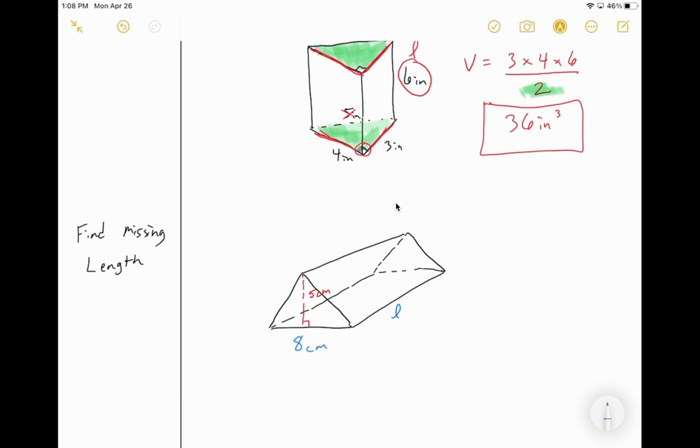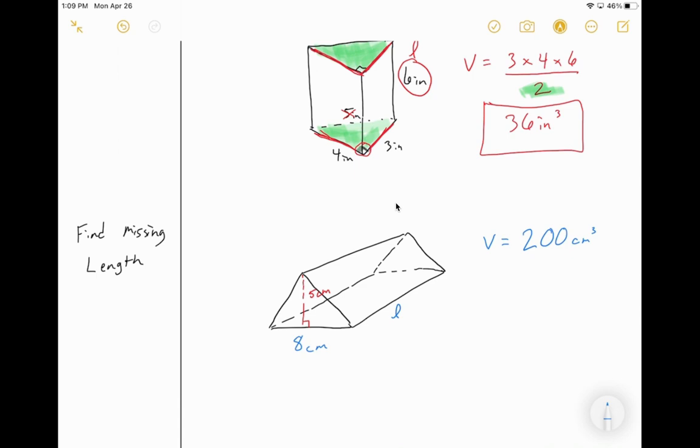The other thing we knew is that the volume is 200. So the question is, could we find the missing length? Could we find what we don't know on this last side here, the L? And the answer is, of course.